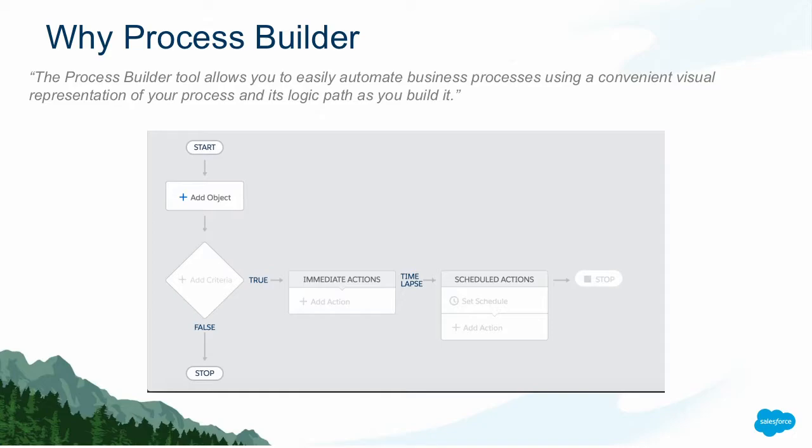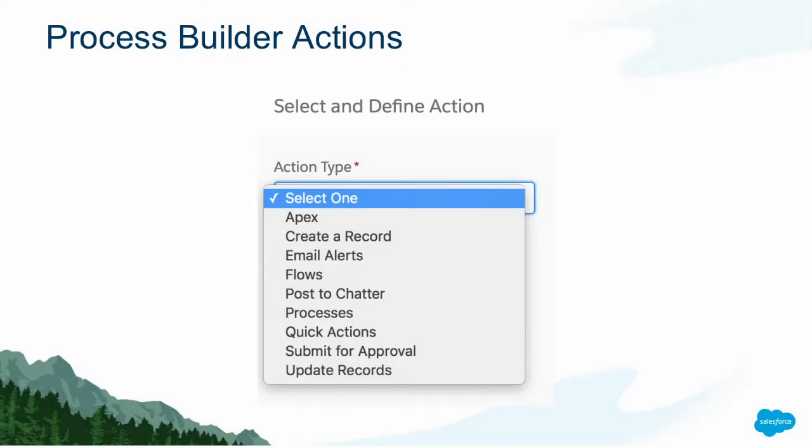So I'm going to be talking more about actions. Here we have the ability in Process Builder to leverage Apex or create records, email alerts, etc. Today I'm going to be covering how you can set up an invocable action method. Next.